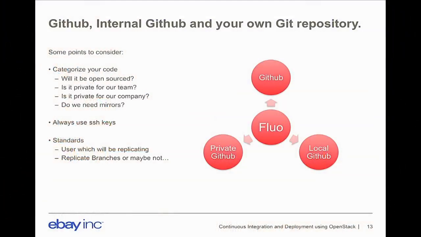One of the things is that we set up the system to be able to replicate anywhere you want to put your code. Inside of Fluo, when you create a new project, we tell the developer, okay, this is your repository. You can activate replicas. If you want to activate replicas, we just let the developer say, okay, give me where you are storing it, whether it is github.com, your private GitHub, or a local GitHub. Just give me the path and which user I'm going to be working with.